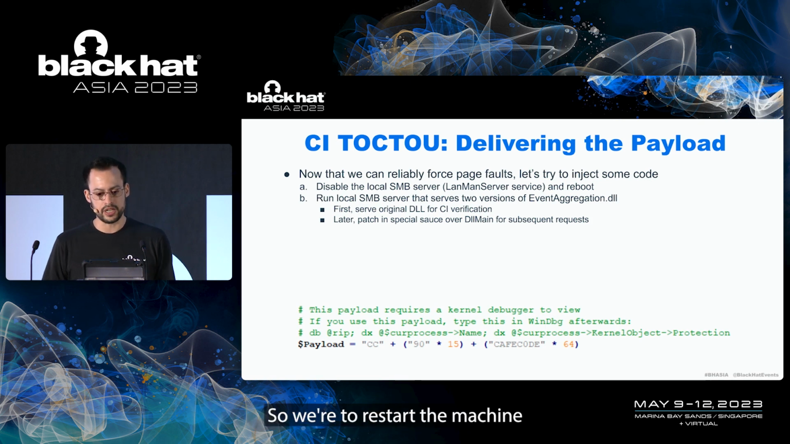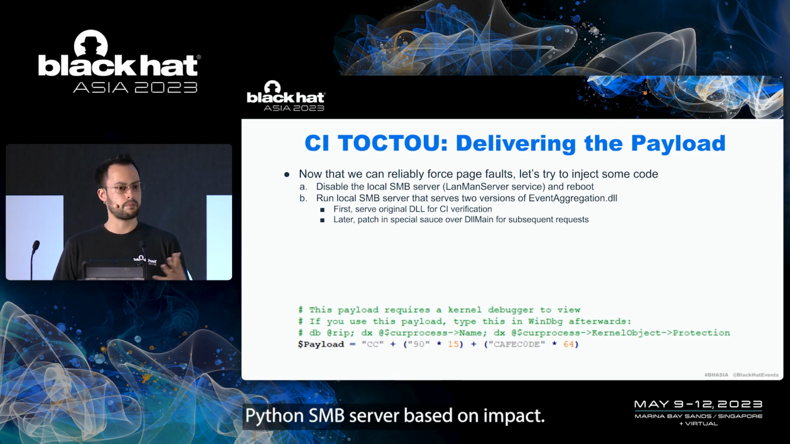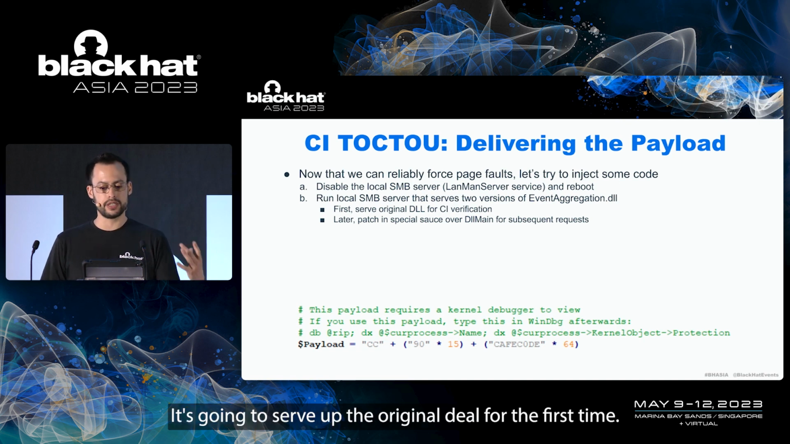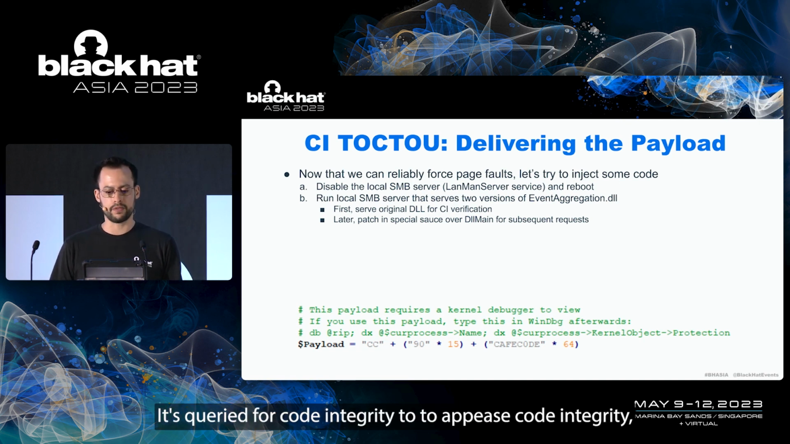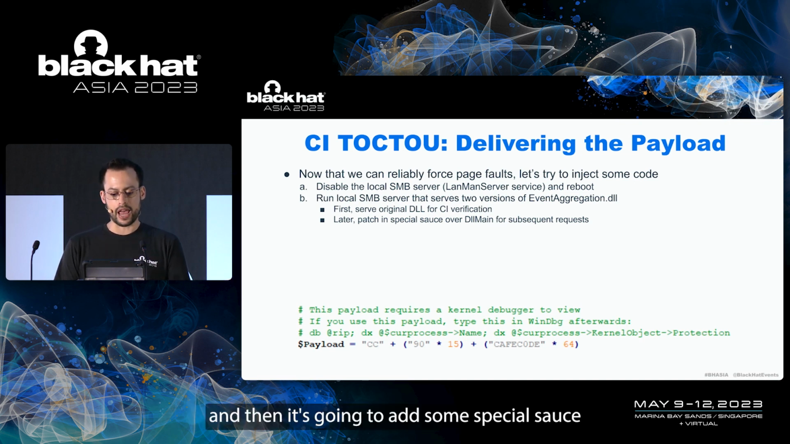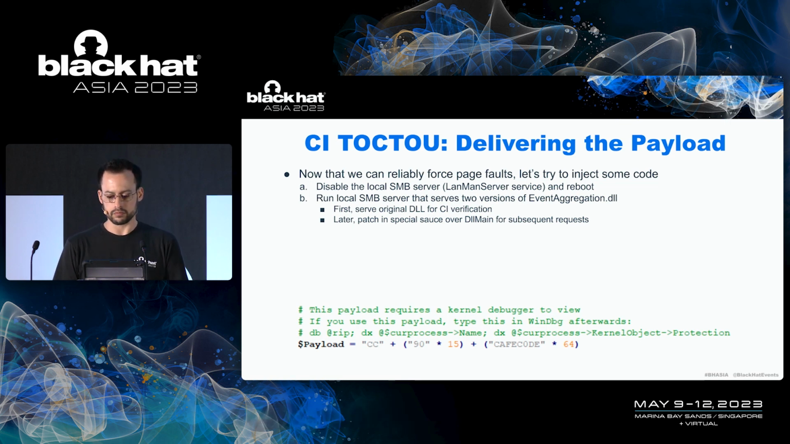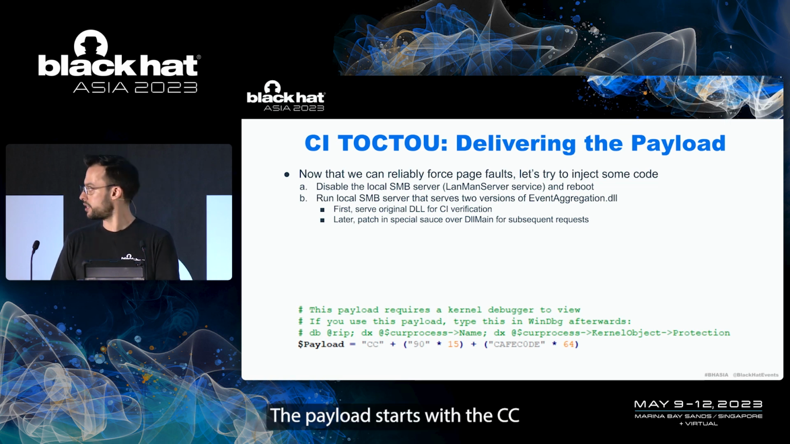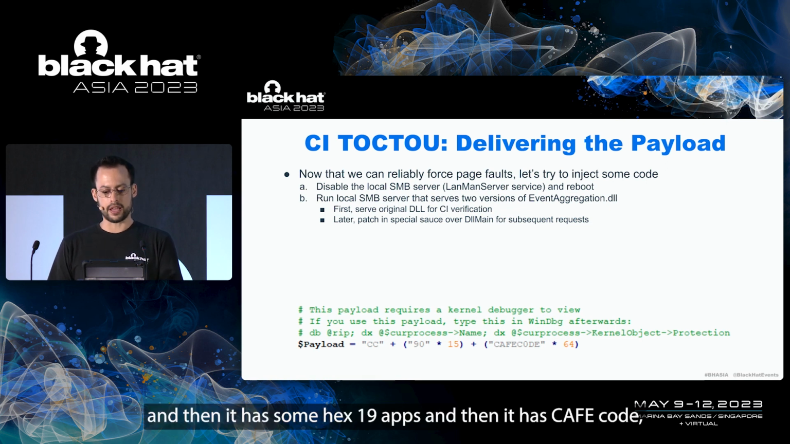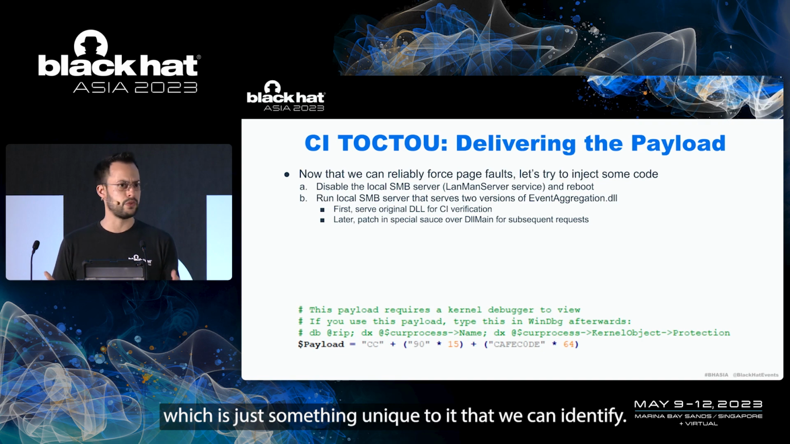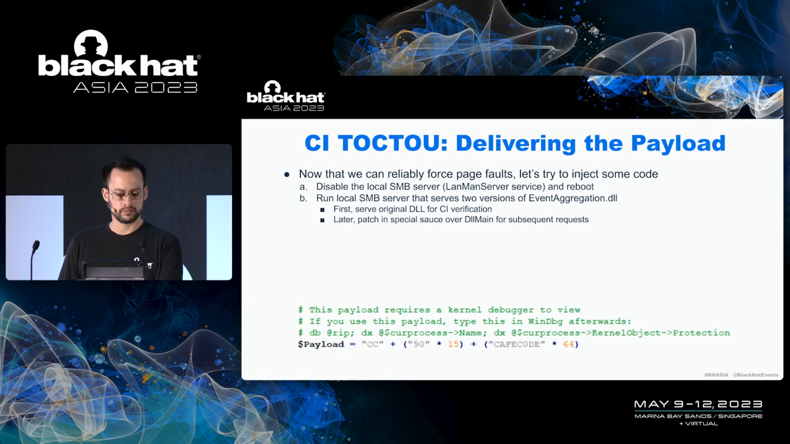So we have to restart the machine, and then we're going to launch our own Python SMB server based on Impacket. It's going to serve up the original DLL the first time it's queried for code integrity, to appease code integrity. And then it's going to add some special sauce on subsequent times that DLL is served. The payload starts with a CC, then some hex 90 nops, and then cafecode, which is just something unique to it that we can identify.